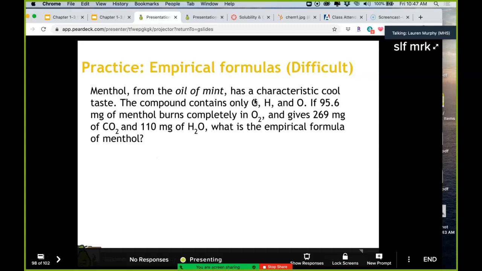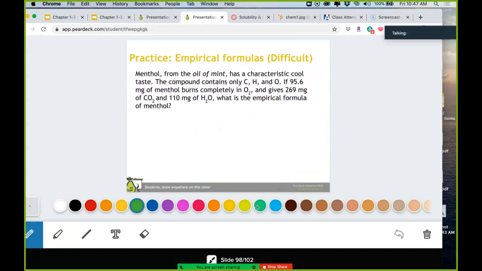All of the carbon in menthol turns into the carbon in CO2. All of the hydrogen in menthol turns into the hydrogen in water. And then the oxygen you can find by default. If I give you a hint, the biggest hint, it will be this to make life easier. Instead of writing this as milligrams, I would rewrite it as grams and work with grams instead.